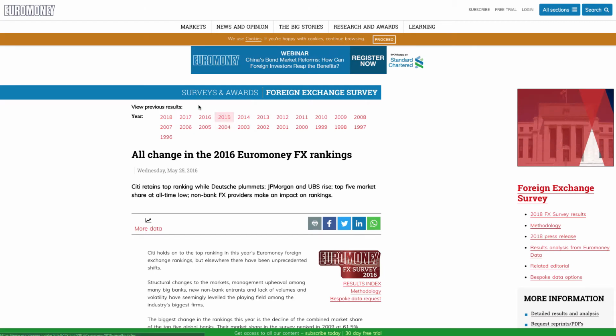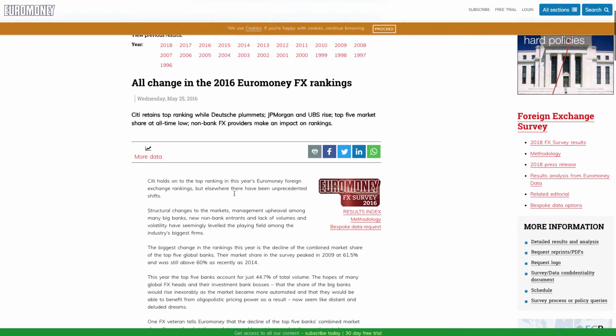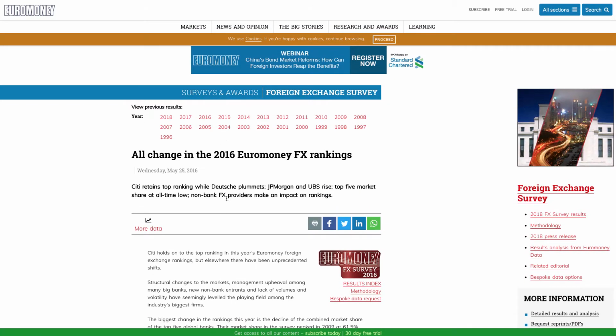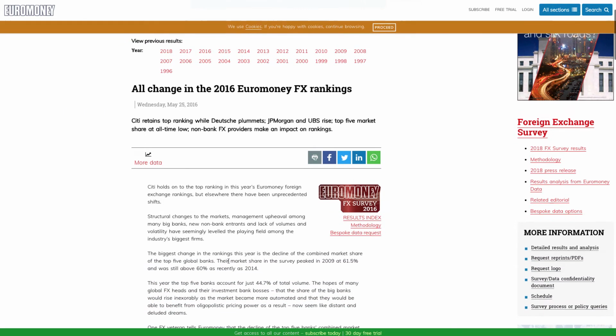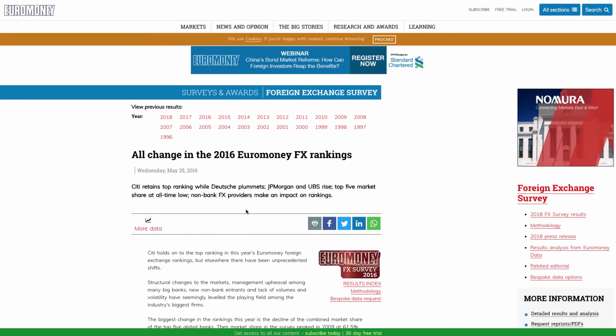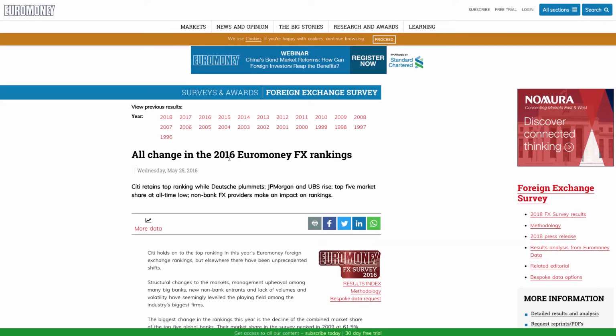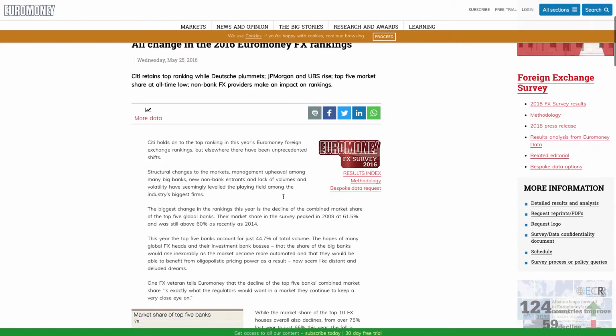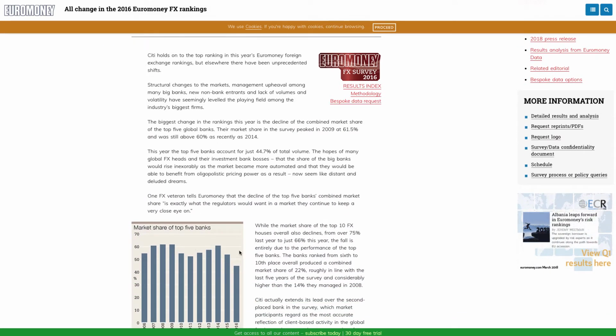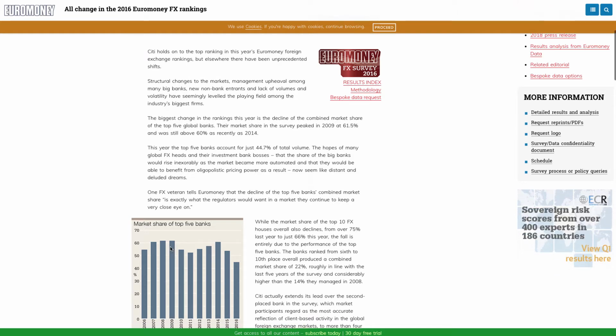And it basically talks about the percentage of banks that have the market dominance, right? So here it says in 2016, I couldn't find a later article, but it says Citi retains top ranking while Deutsche Bank plummets, JP Morgan and UBS rise. Top 5 market share at all-time low, non-bank FX providers make an impact on ranking. So it talks about market share of the Forex market.